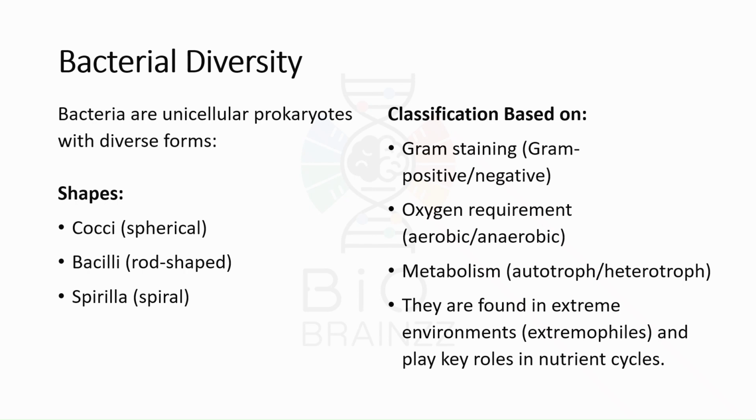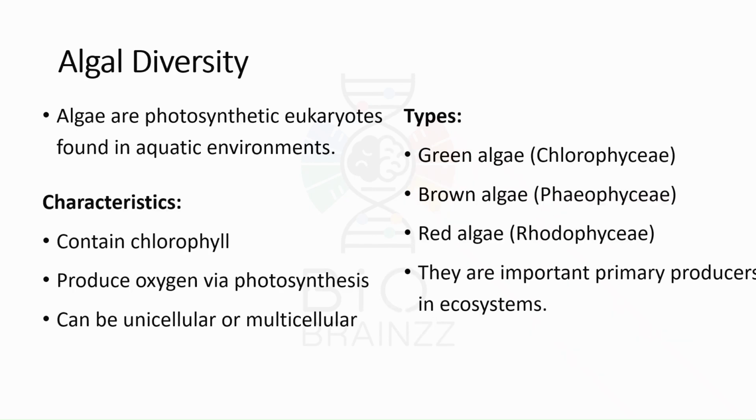Bacteria can also be classified based on gram staining into gram-positive and gram-negative types, which differ in the cell wall structure. Additionally, they are categorized based on oxygen requirements into aerobic and anaerobic bacteria, and based on nutritional modes into autotrophs and heterotrophs. Some bacteria can even survive in extreme conditions, making them important in ecological and industrial processes.